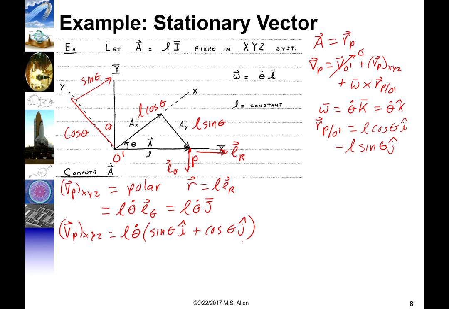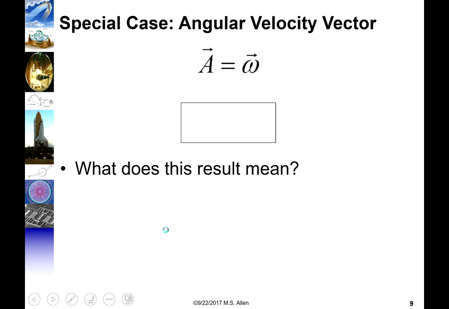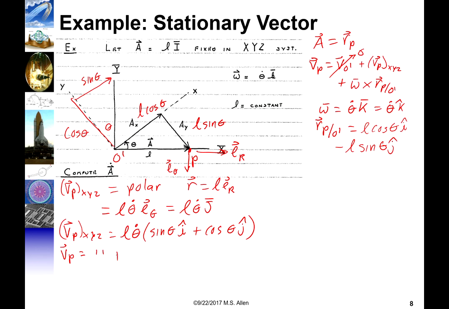Alright, so if we put all of this together, Vp is equal to that term right there, plus omega, theta dot k, crossed into this. Let's work that out over here.